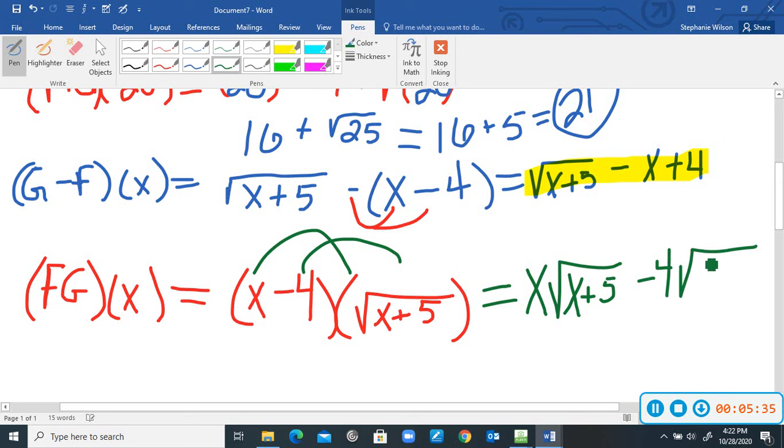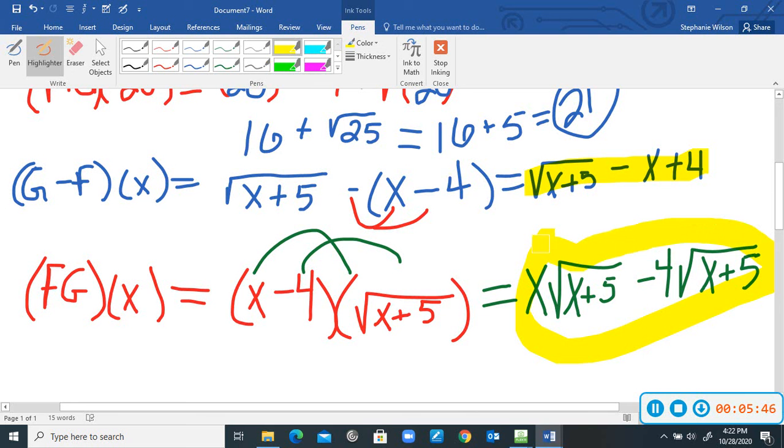Y'all notice I didn't put anything inside this root. You can't do that if the other part was not in a root as well, the same type of root. So this is my answer. If I gave you a value for X, we'd plug it in and solve as well afterwards, okay? Some people like to solve the value of X here before you start multiplying. You could do that. Just watch your math.